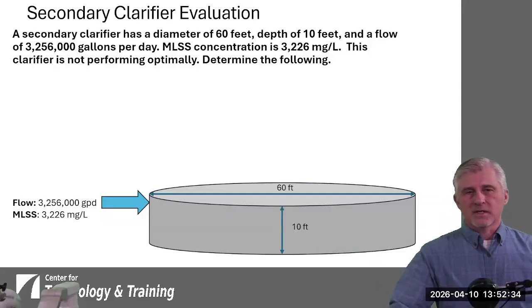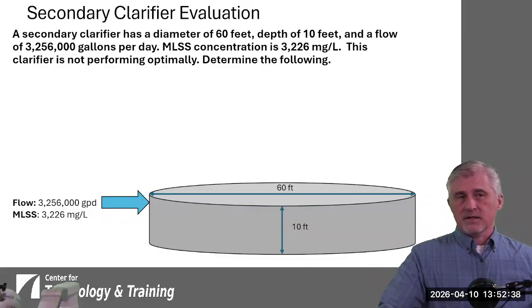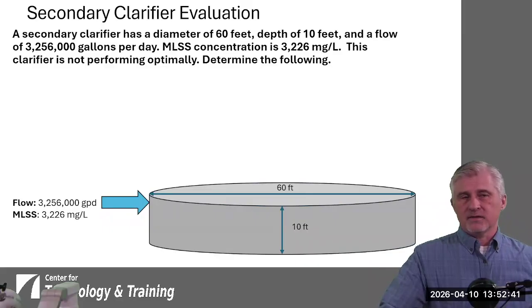So we've got another example. We've got a secondary clarifier. It's got a diameter of 60 feet in this case. It's got a depth of 10 feet. So that tells me we're probably looking at volume here because we have both the diameter and the depth. And we've got a flow of 3,256 gallons per day.